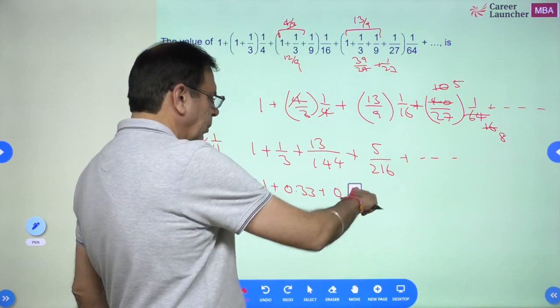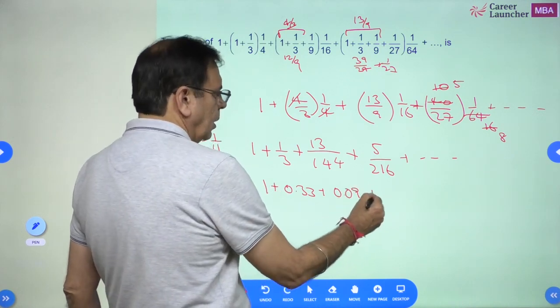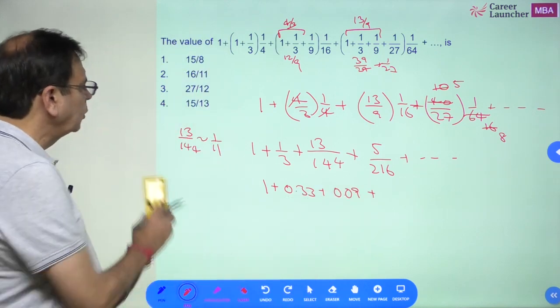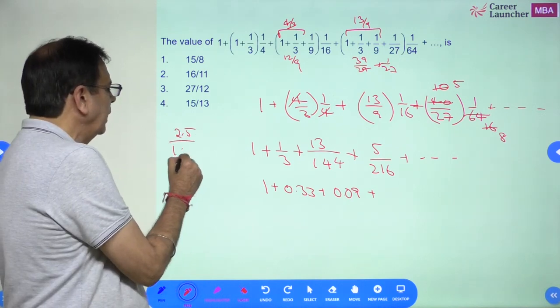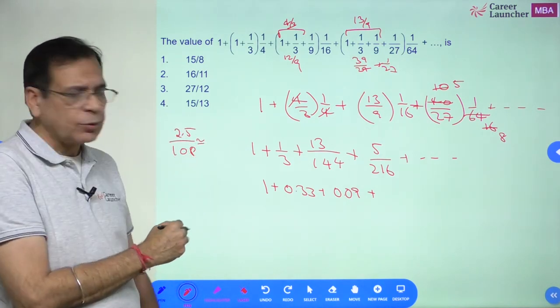0.09, yeah. Why am I writing 19? Yes, 0.09. And how much is this? How much is 5 by 216? 5 by 216 will be 2.5 upon 108. Can I say approximately 2% or 0.02?